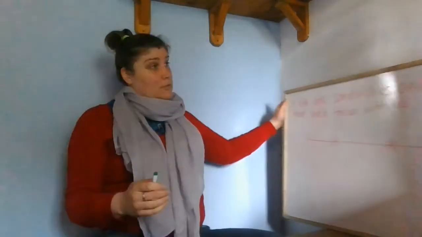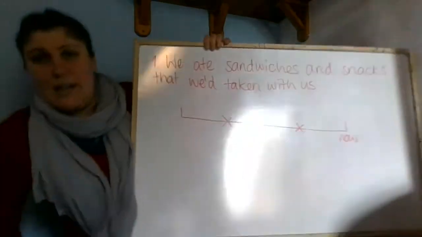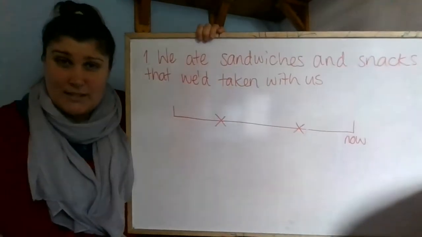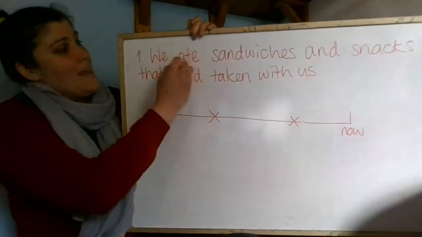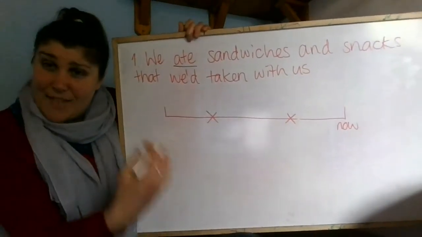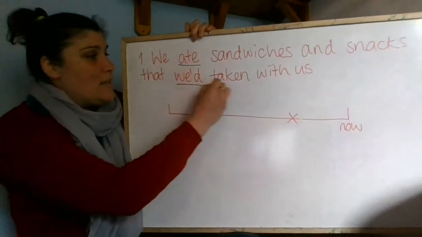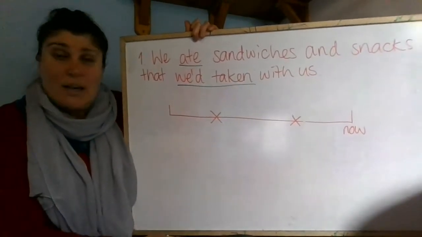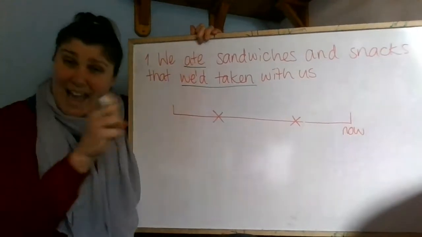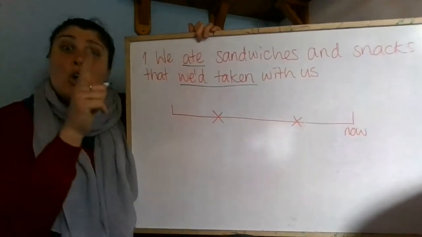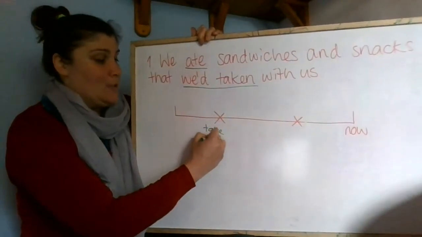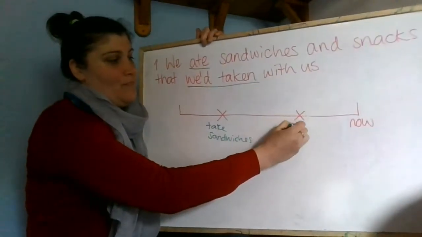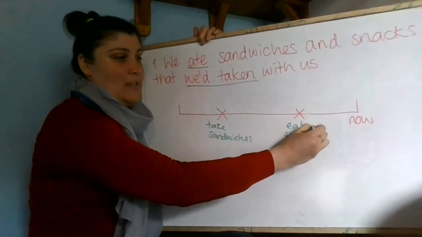All right, we're going to do the first one together. All right, can you see this okay? So we ate sandwiches and snacks that we'd taken with us. So what's the first action? Yes, so we ate sandwiches and snacks. And the second action? We'd taken with us. Very good. So here's the 2 actions, but which action did we do first? Did we eat the sandwiches or did we take the sandwiches with us? Good. The first action is we take the sandwiches. And the second action is we eat the sandwiches.